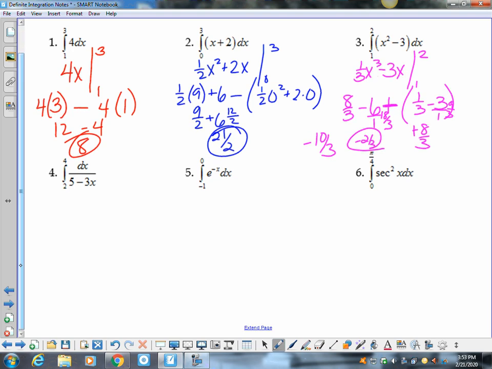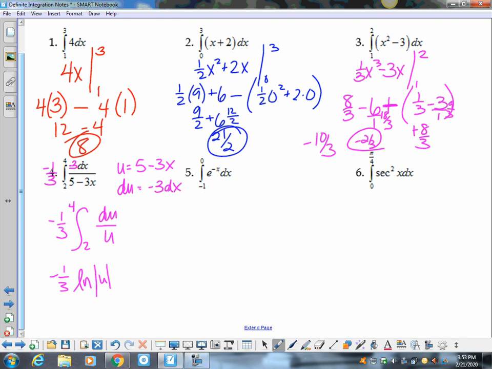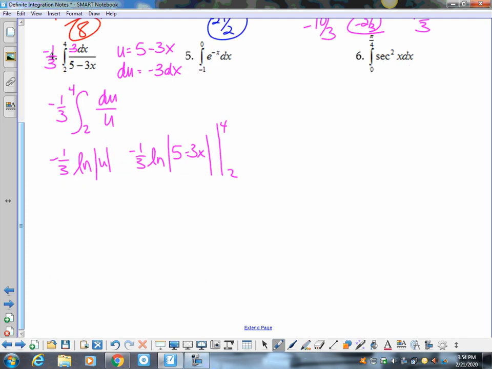Okay, so for this one, I hope you can see that this would be u substitution. I'm going to let my u be what's in the denominator and just see how it plays out. So this looks good. It just needs a negative 3, so I'm going to balance it with a negative 1/3. So I have negative 1/3 integral from 2 to 4 of du over u. And so that's ln of the absolute value of u, which would be 5 minus 3x. And I'm going to go from 2 to 4.